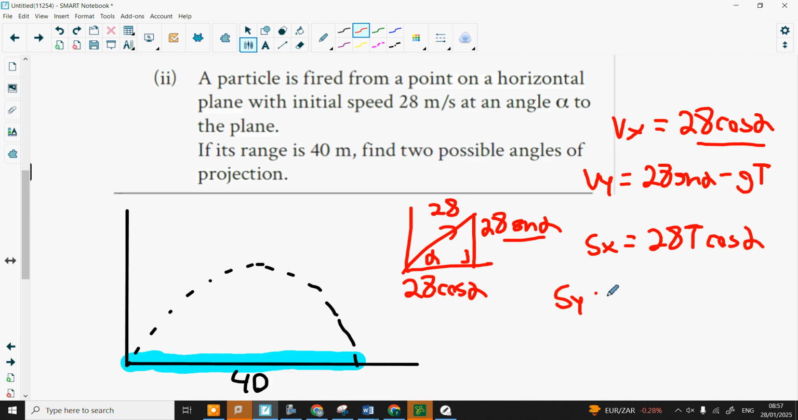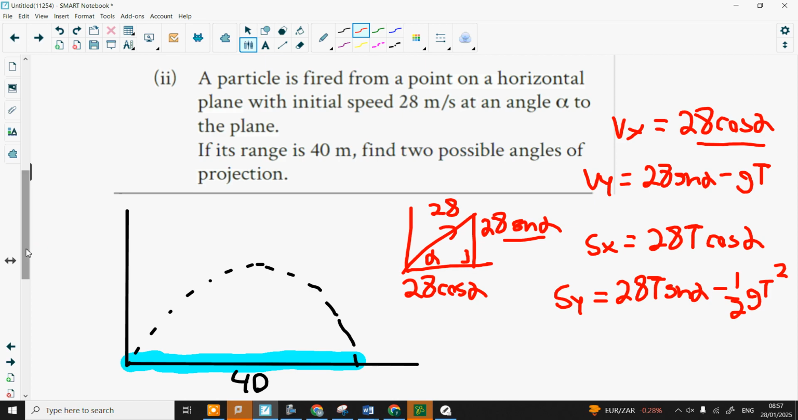And sy, we're using s equals ut plus a half at squared. Yeah, so 28t sine alpha, yeah, you're right. You said minus 4.9, did you? So that's a half of gravity, isn't it? T squared, yeah, good job. All right.